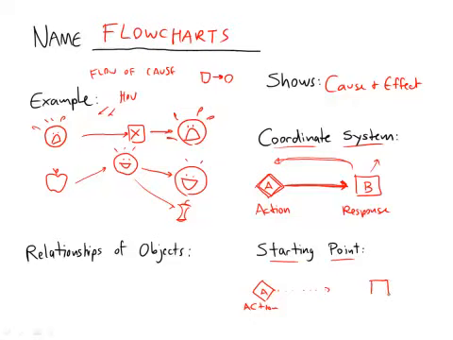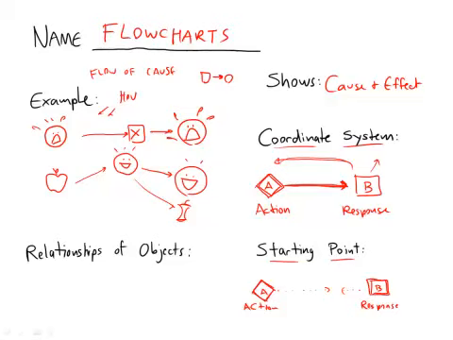Or we could start at the other end and say, here's what happened, here was the response, and then we work backwards and ask, what was it that caused that response? So our starting point for drawing a flowchart is just picking an action or picking a response.